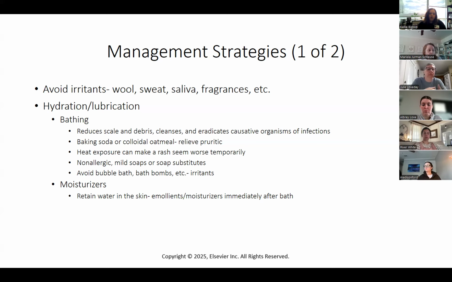Baking soda or colloidal oatmeal baths can relieve the pruritus, and that's not just for eczema, that's for any type of pruritic skin condition that they have. Baking soda is really good for diaper rashes too, but it makes them very, very slippery. It makes the bathtub slippery and it makes the baby really slippery.